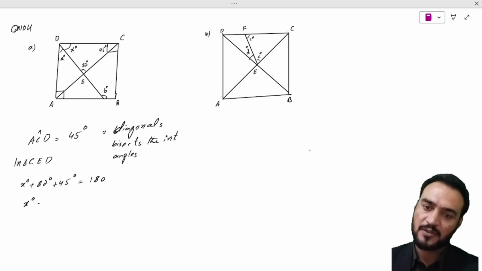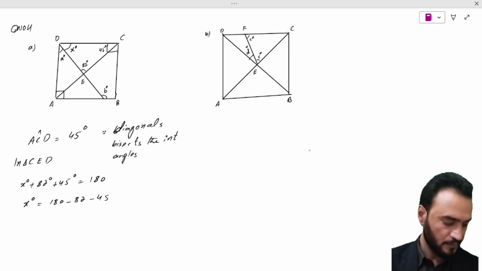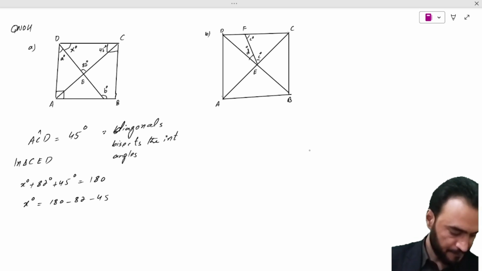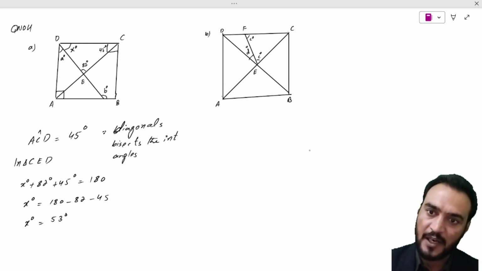Subtracting these two angles from 180 degrees, we get 180 minus 82 minus 45, and subtracting these two angles, we get the value of x degrees, which is equal to 53 degrees. The value of x degrees will be equal to 53 degrees. Now we need to find the value of a degrees.